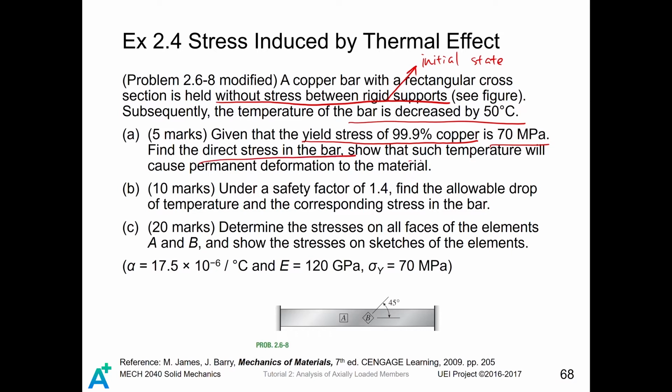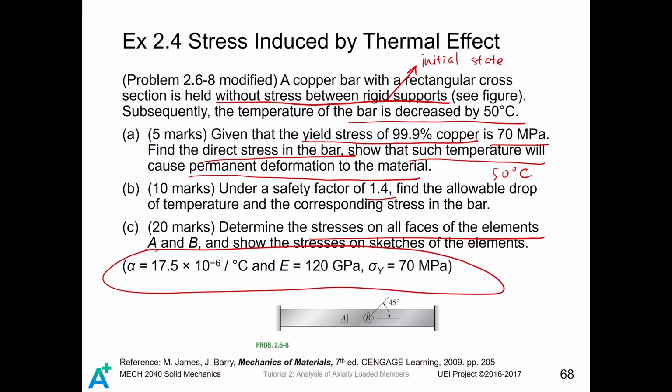Show that such a temperature drop, 50 degrees, will cause permanent deformation to the material. Besides, under a safety factor of 1.4, find the allowable drop of temperature and the corresponding stress in the bar. Finally, determine the stresses on all surfaces of the elements A and B, and show the stresses on sketches of the elements. There are also some data given for this problem.